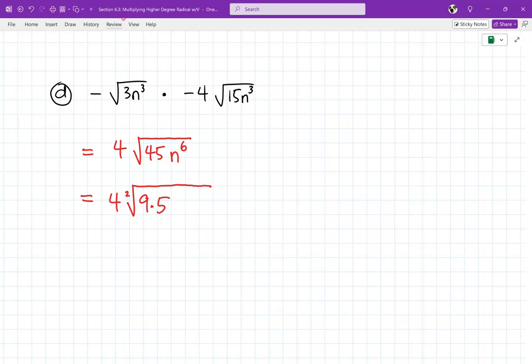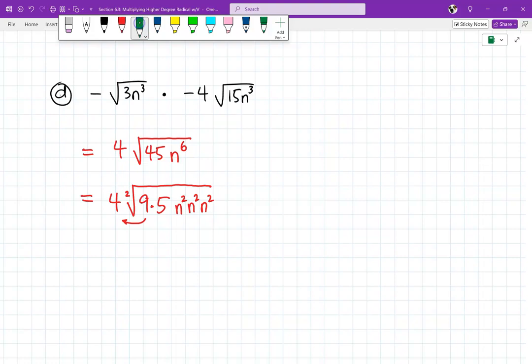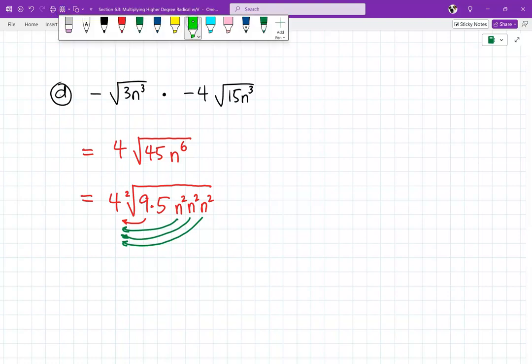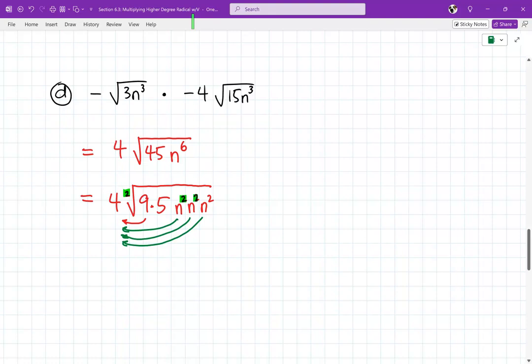A little 2. So that means my n to the 6th, I need to write them out as squares, right? N squared, n squared, n squared. That's n to the 6th, right? 2 plus 2 plus 2, that's 6. So the 9 will come out, and this n, and this n will come out, because the index matches the powers.